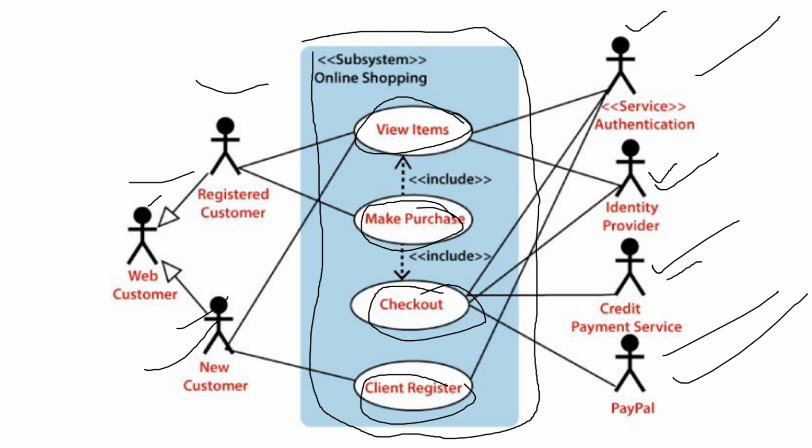Now we relate our relationships from each actor to their use cases. You can see one actor can have multiple use cases in the relationships, right? So this is a basic example of a use case diagram.